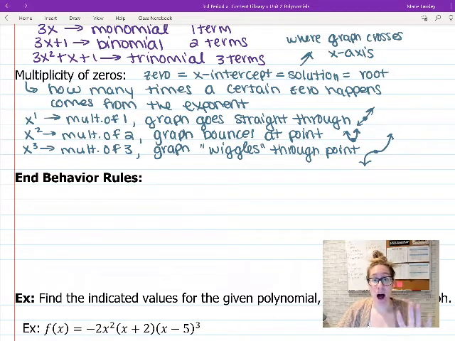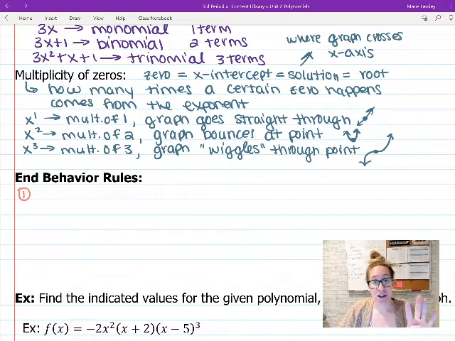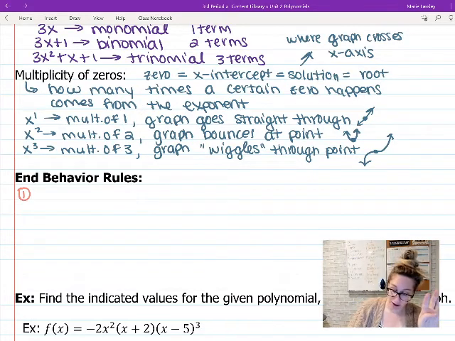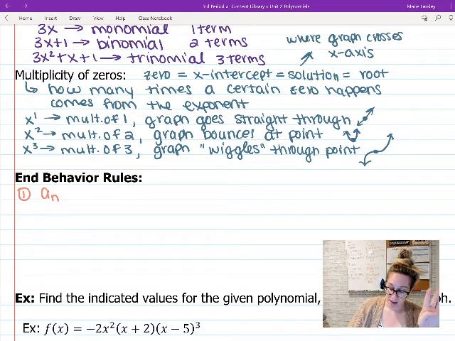There's only 4 options for end behavior. Option number 1, if your leading coefficient is positive, a sub n is our leading coefficient and it's a positive number.